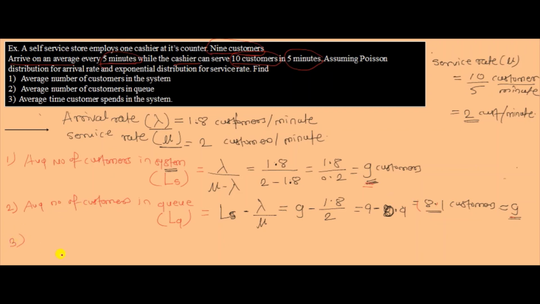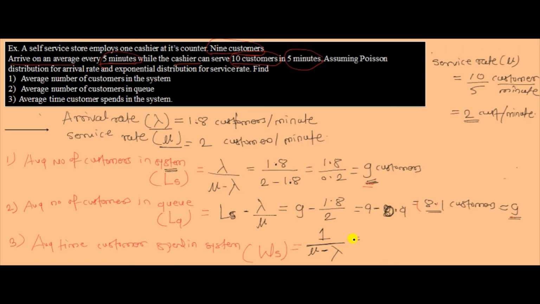So the third question is the average time the customer spends in the system. So it is system. W stands for time and S stands for system. If it is in a queue, it will be W suffix Q. So the average time in a system, a very simple formula: 1 divided by mu minus lambda. If you want to calculate in a queue, then just multiply this with lambda by mu. So you can easily get it.